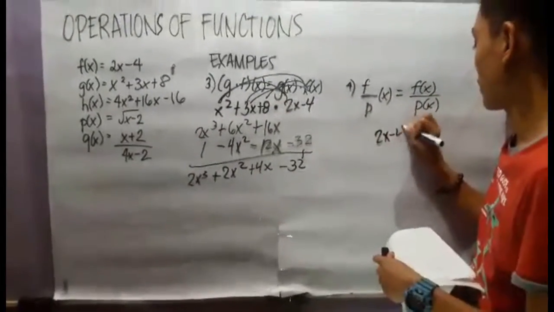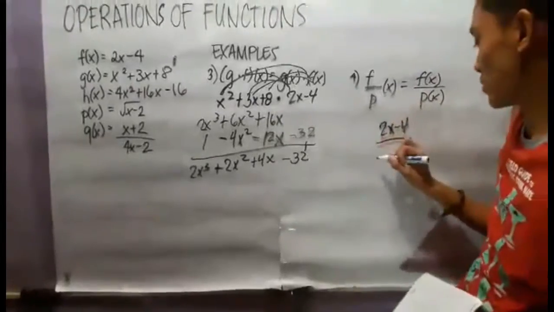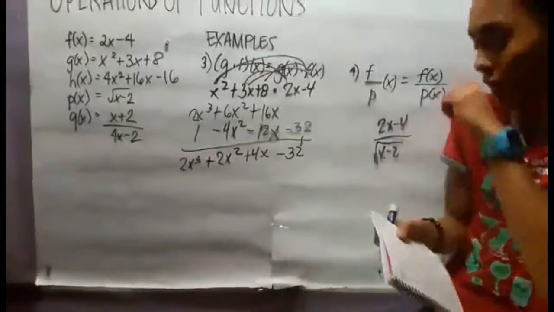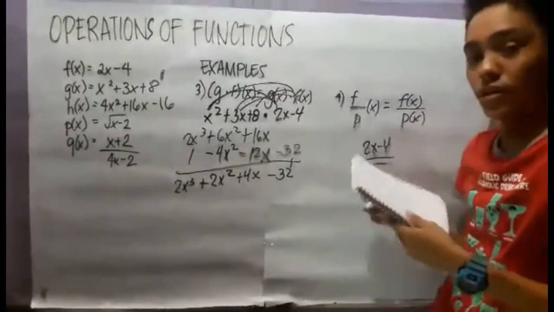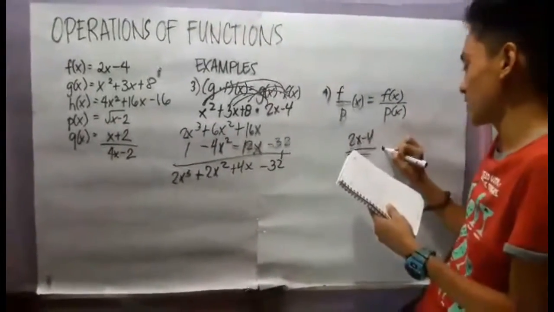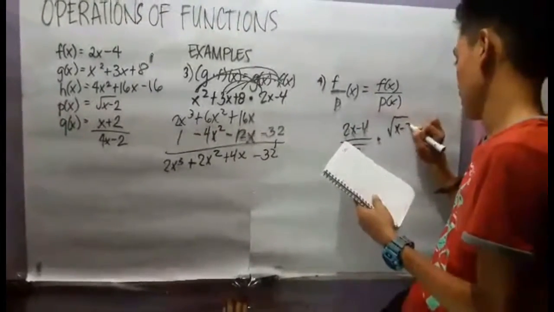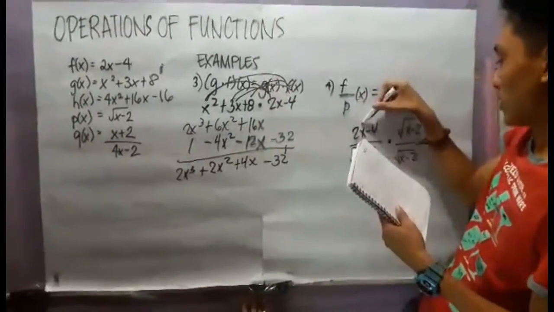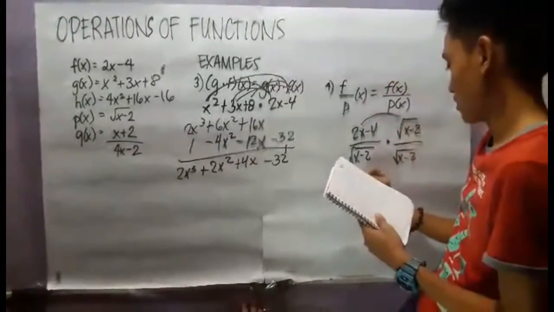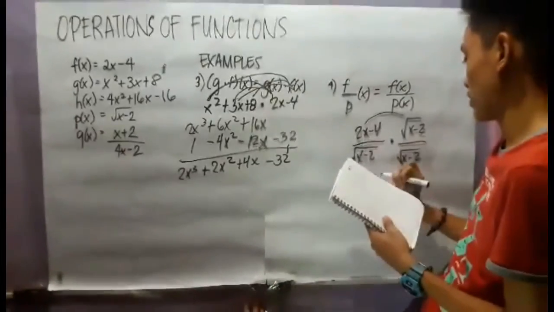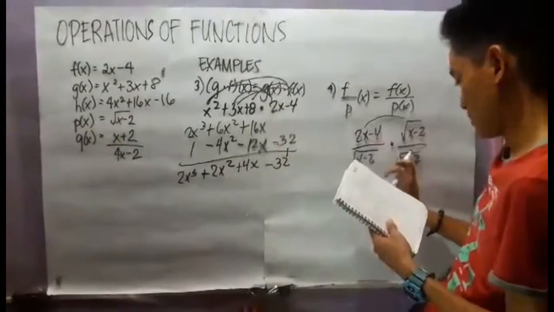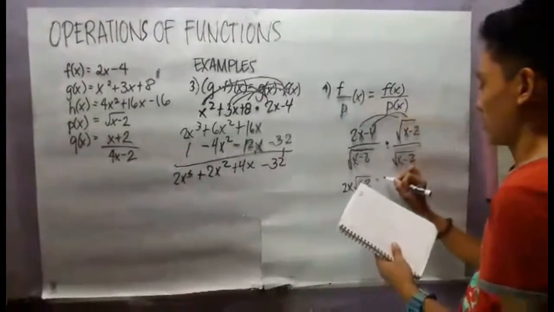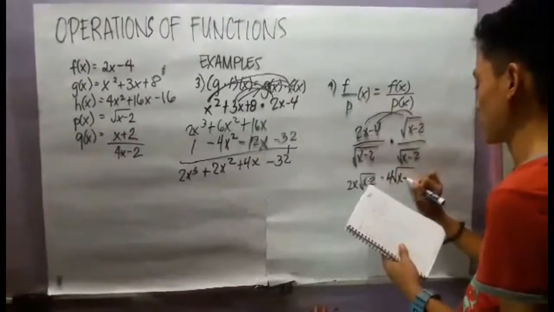2x minus 4 and p of x is square root of x minus 2. So, bawal po ang denominator na may radical sign. So, we're gonna rationalize it. So, 2x is 2x square root of x minus 2 minus 4 square root of x minus 2.